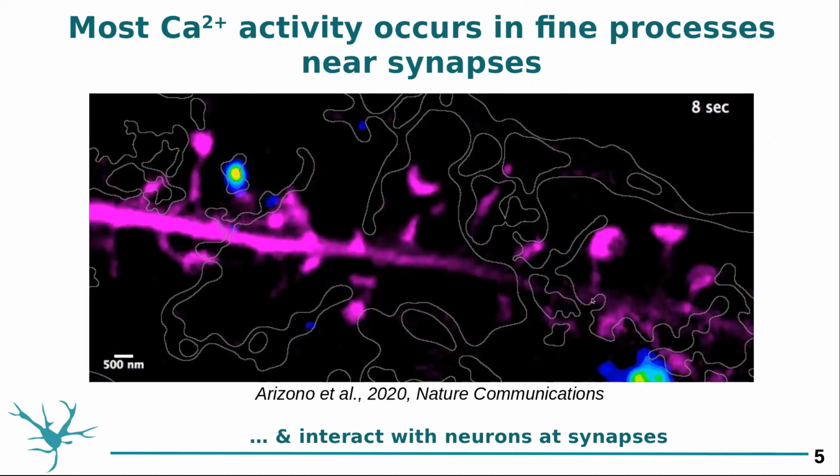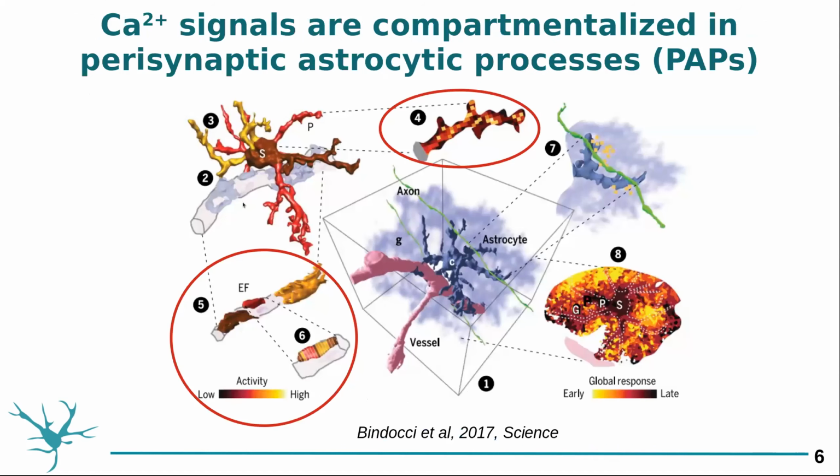And you can see here a nice video from Arizona and collaborators published last year. So in pink, you can see a dendrite. And in transparent here, this is the super resolution morphology of the astrocyte. And in blue to red, calcium activity. And you can see that some calcium signals occur in very point sites near dendritic spines. So there seems to be a link between this calcium activity and synapses.